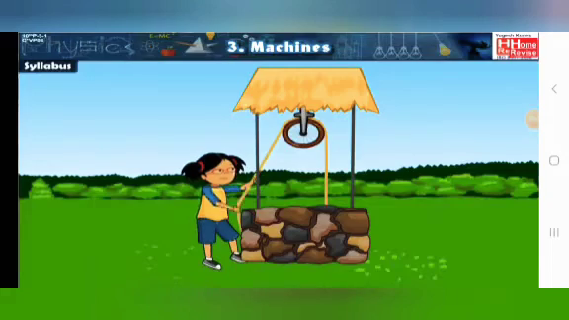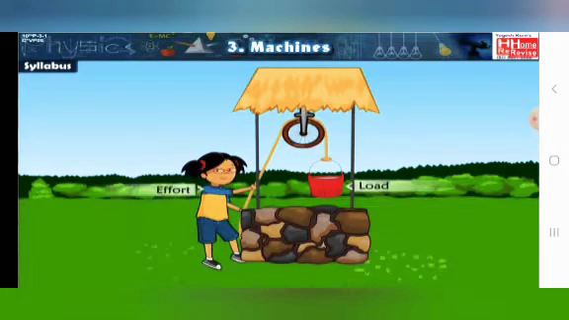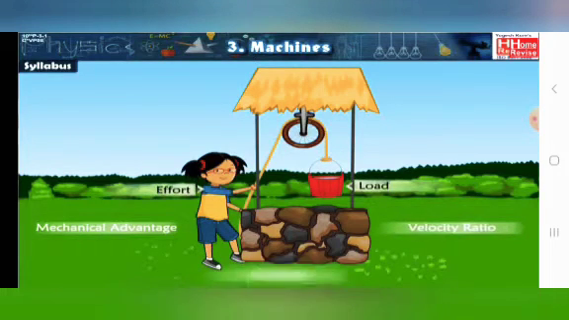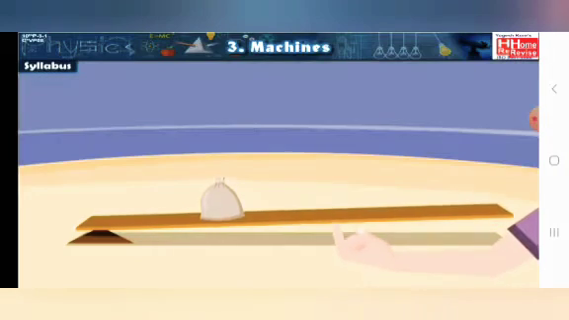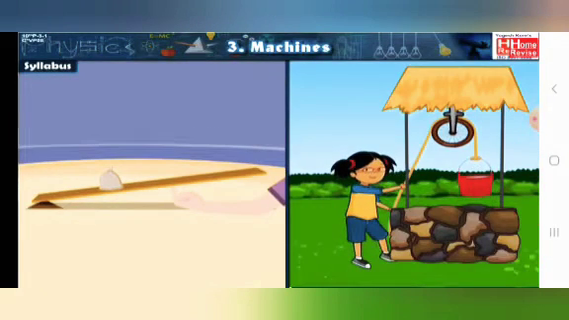Machines. Syllabus. Machines as force multipliers, load, effort, mechanical advantage, velocity ratio and efficiency, simple treatment of levers, pulley systems, showing the utility of each type of machine.